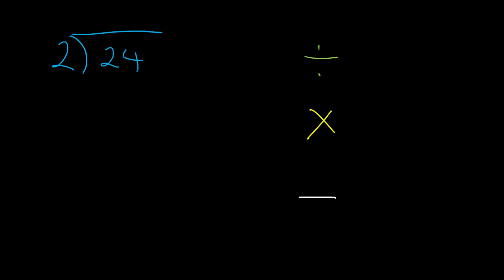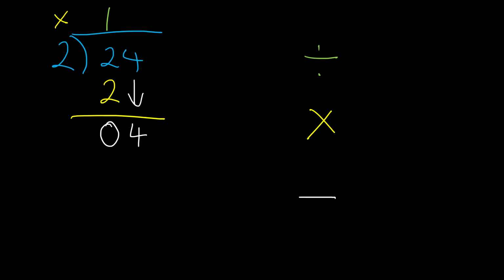Let's go. 2 goes into 2 how many times? It goes in once. Now we multiply. We multiply 2 times 1. 2 times 1 is 2. Pop it here. Put a line there. Now we subtract. 2 minus 2 is 0. Let's bring that 4 down.